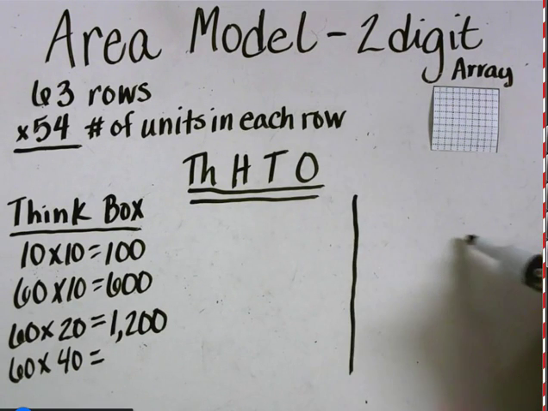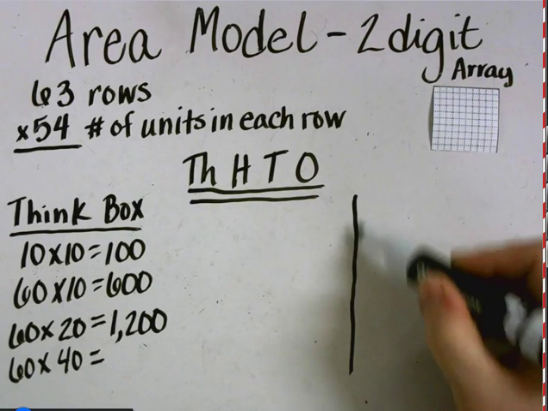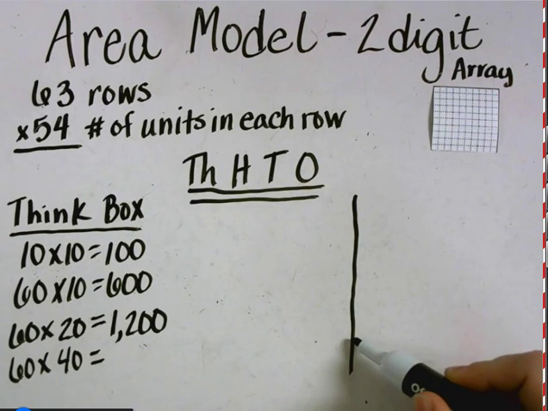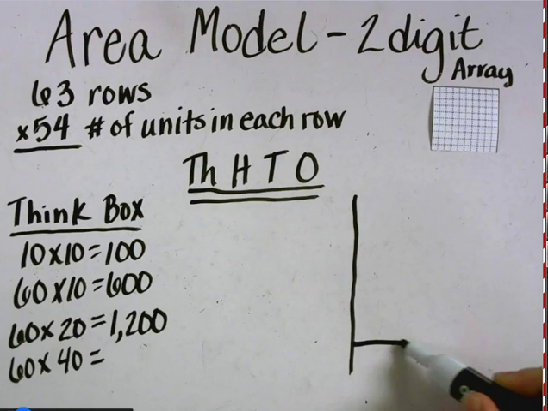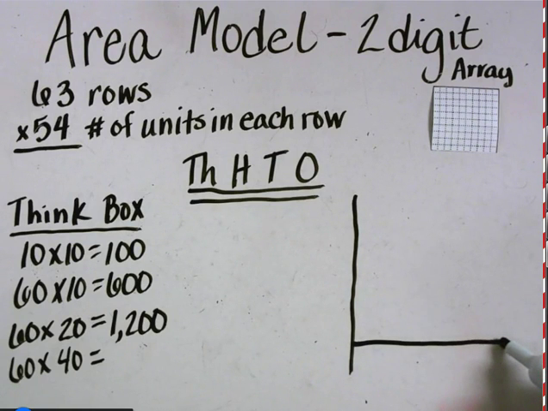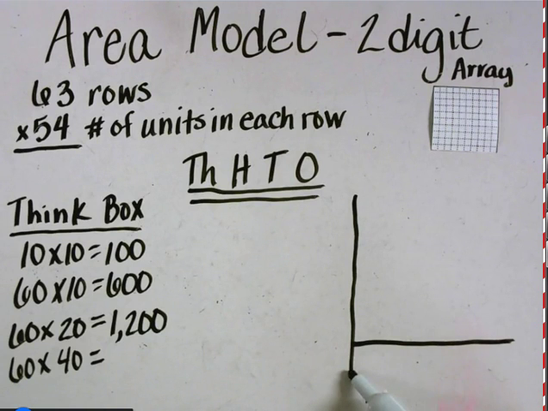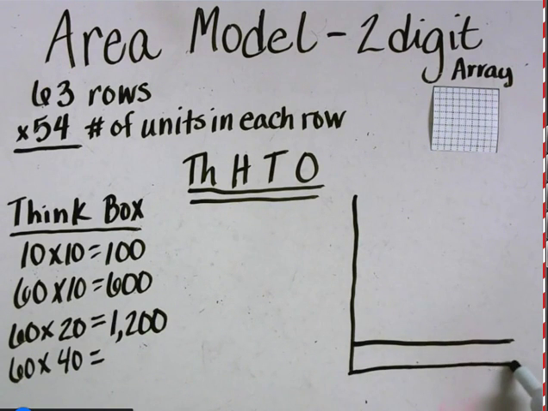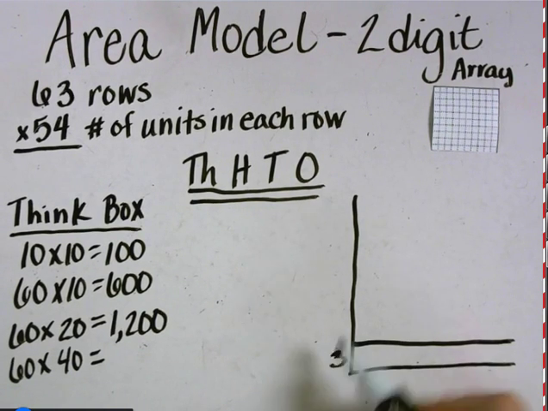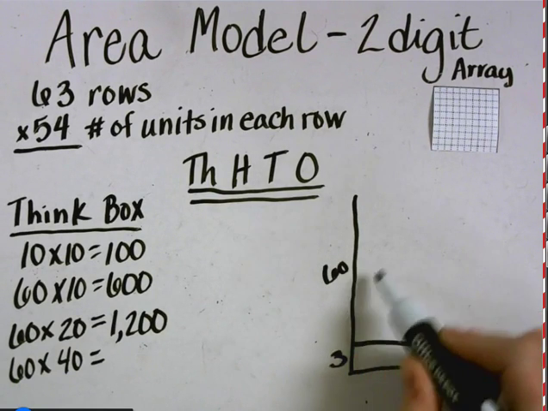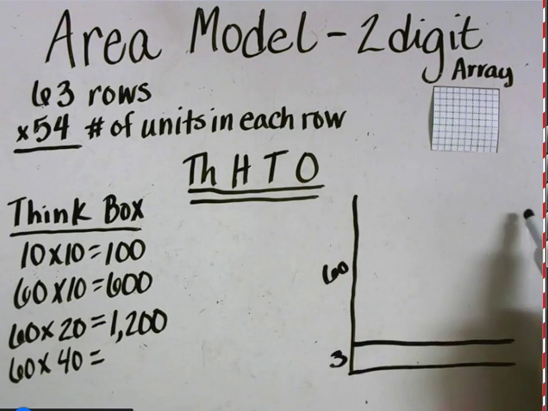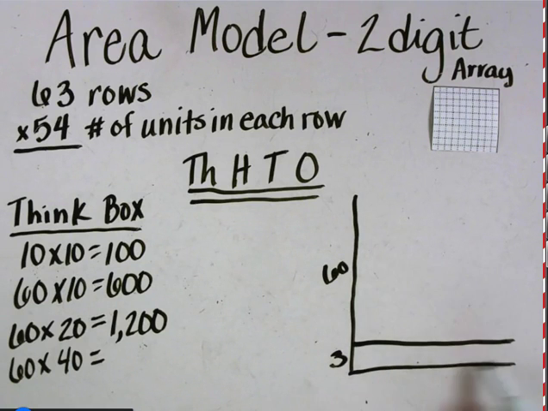So for example, am I going to say 10 rows for this first box, or am I going to go all the way to 63 rows? I think I'm going to try 63 rows. And then this last box of rows will be my 3. So I have 60 rows that go across this way, and I have 3 rows that go here.